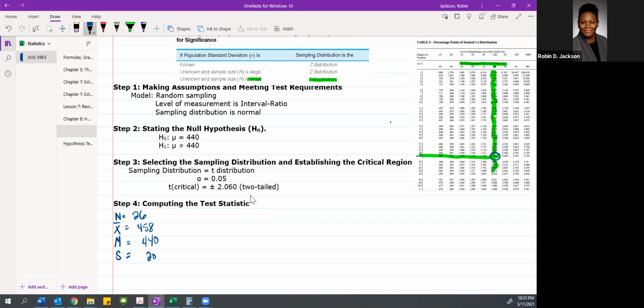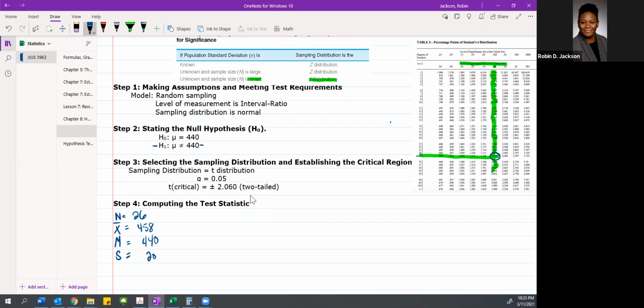So basically the research hypothesis, which is this one right here, the H subscript 1, is our research hypothesis. We're basically saying, no, these two are not the same. The sample is not the same as the population mean. There's something different about this sample.